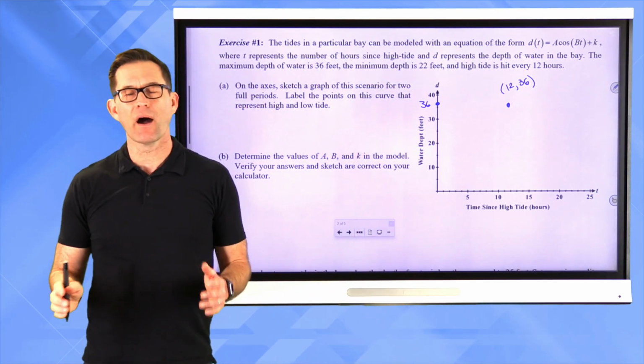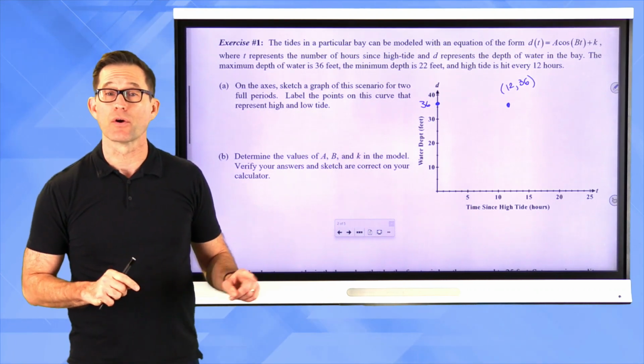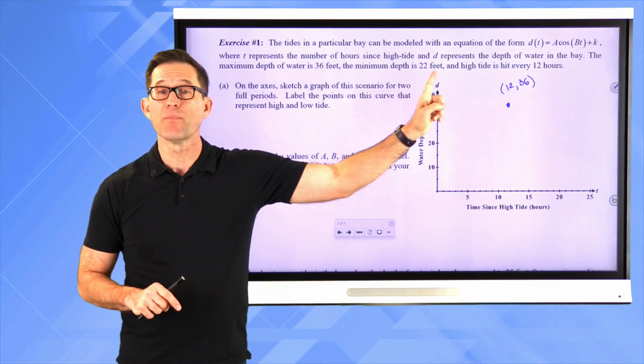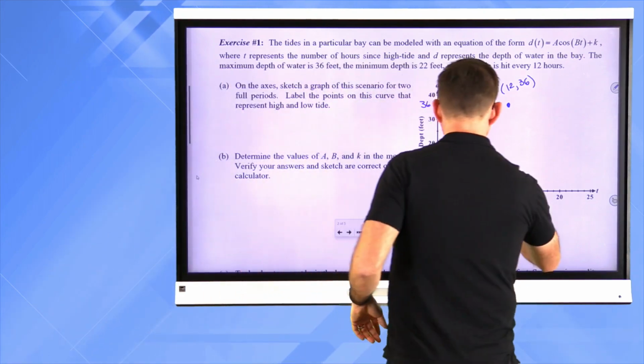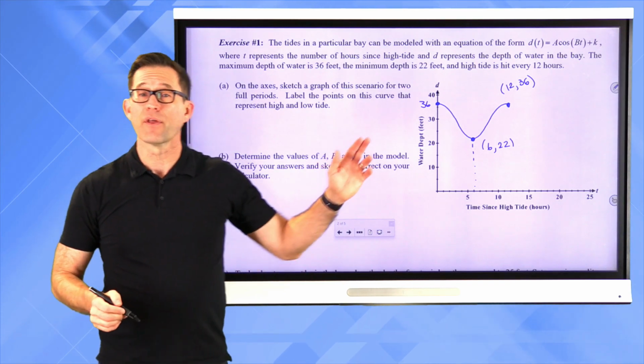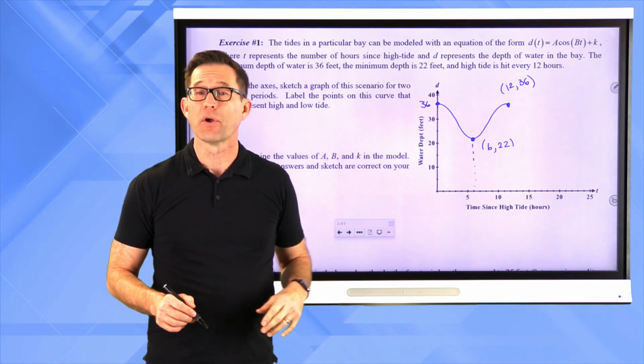Now, if I'm hitting high tide every 12 hours, then that implies that my first low tide will occur after 6 hours. And what is the depth at low tide? The minimum depth is 22 feet. So over here at 6, maybe I come up here and I hit 6, 22. So my first fundamental waveform is going to look like that. Now we can see that our period is 12, half of a period is 6, and a quarter of a period would be 3.